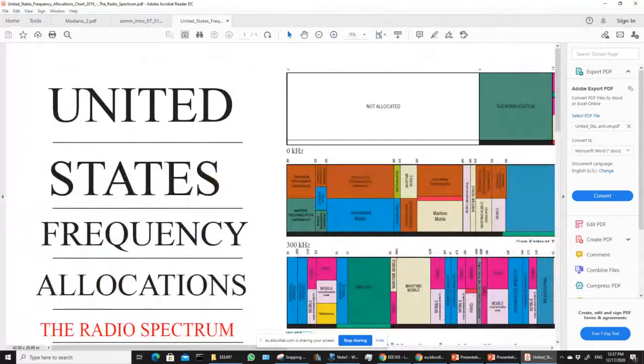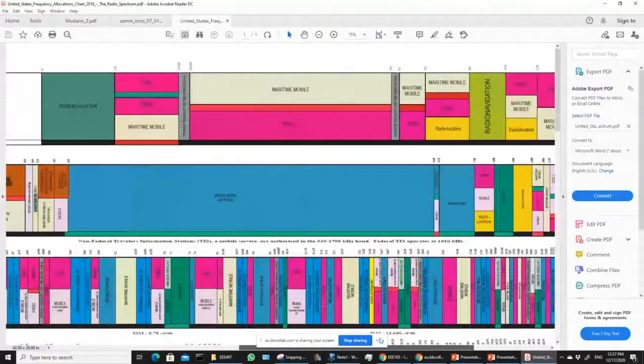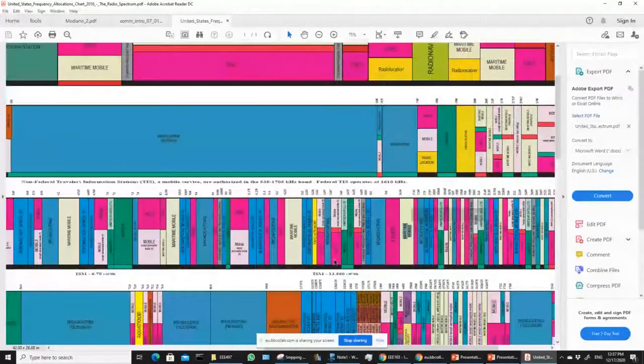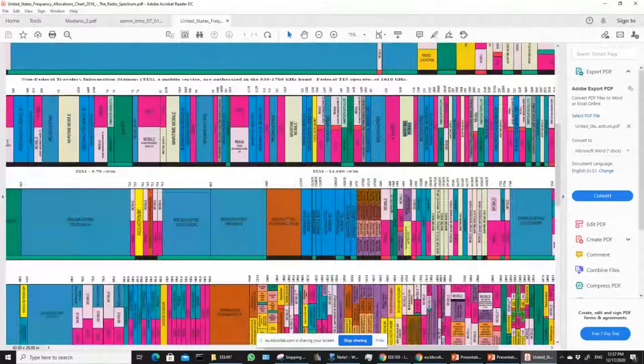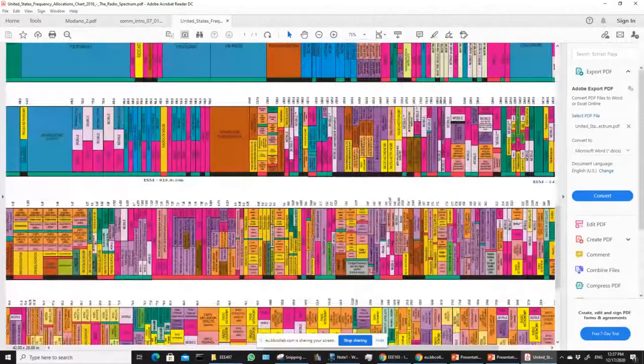So they decide for each block what's going to happen on that block. Are you going to do broadcasting, radio broadcasting here? And you have mobile communications, maritime mobile. This is for ships. So look at this, there's a very detailed plan, right? Aeronautical radio navigation, planes, right? Broadcast FM radio. So all of the frequency is basically divided among different applications.